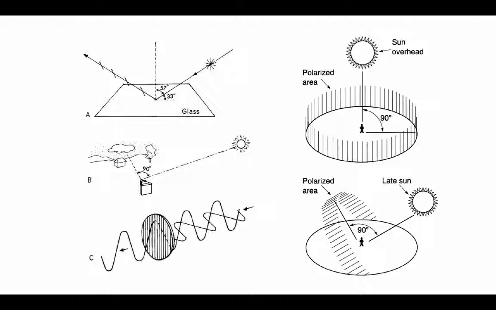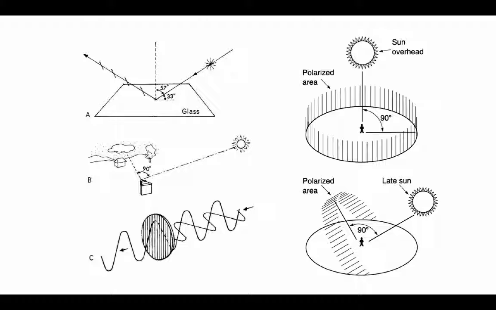The second method, B, under that one, is natural skylight polarization, at a 90-degree angle from the sun. If we look across the right-hand side, we'll see two different locations of the sun. When the sun's directly overhead, the horizon around the photographer is actually polarized light. When the sun is low in the sky, just before sunset or at sunrise, the polarized area is directly above the photographer. So it depends on the angle of the sun, but at 90 degrees from the sun, the skylight is naturally polarized.